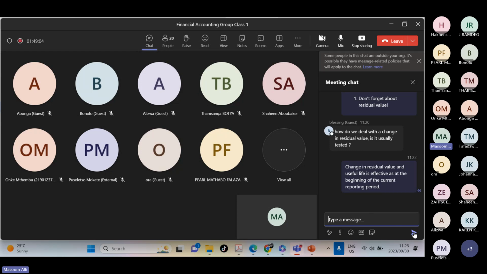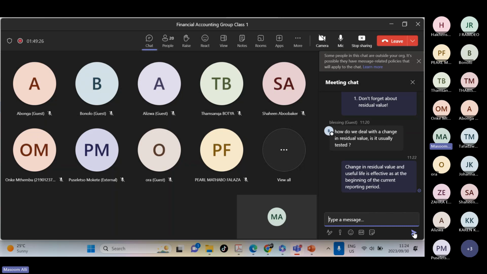So you will say that the cost, that 100,000 minus the 7,000, because now at the end of the current year, you've reassessed your residual value as being 7,000. Okay, you don't say, oh no, it was 5,000 last year, so the opening residual value is 5,000. No, there's no such thing. Your effective residual value at the end of the year is what you will use.